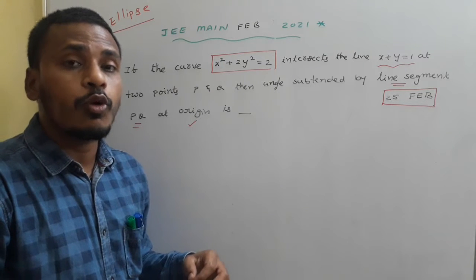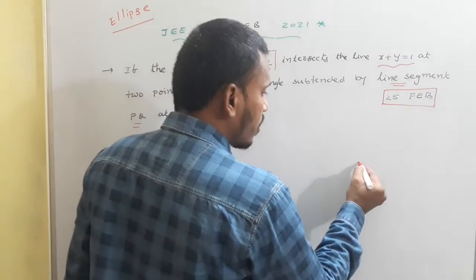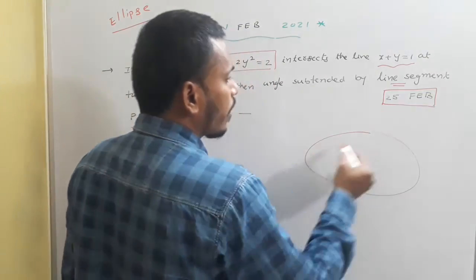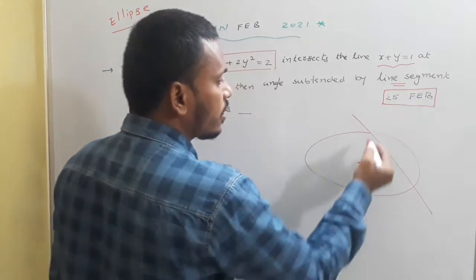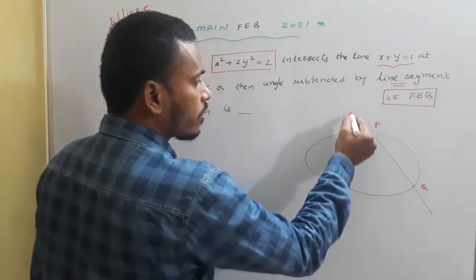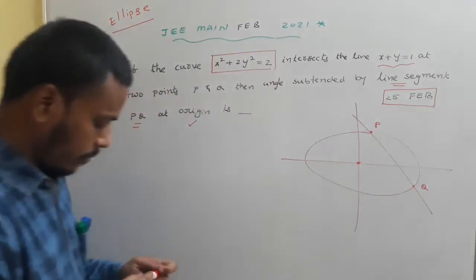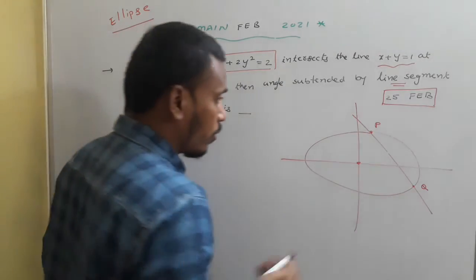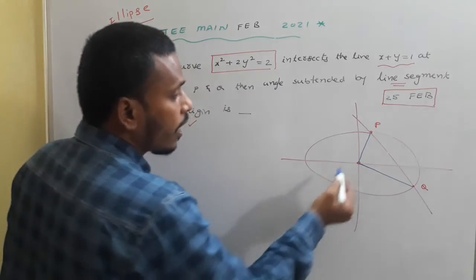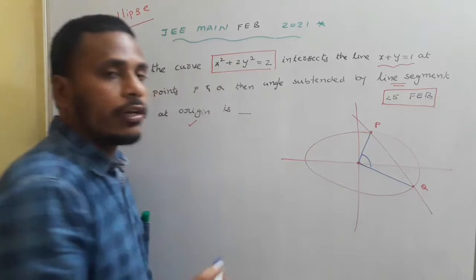It comes under the process of homogenization. Usually, if this is origin, and this is the ellipse, and x plus y is equal to 1 is this line. So mark these intersection points as P, Q. Join origin with P, join origin with Q. And the angle made by this line segment PQ at origin we need to calculate.